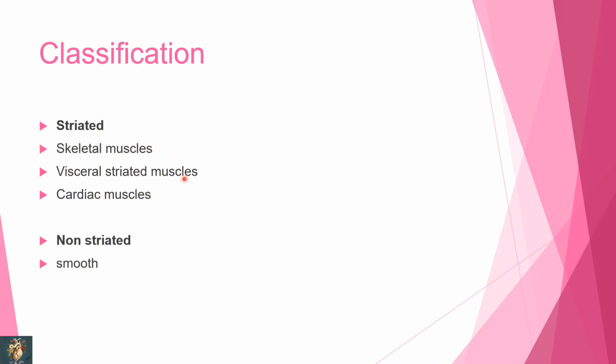Visceral striated muscles are the skeletal muscles of the tongue, the upper part of the esophagus, and the last part of the anal canal. These muscles are under voluntary control, but they are derived from the pharyngeal arches. That's why they are given the name visceral striated muscles. The third type of muscle is the cardiac muscle, which is the muscle of the heart, and the non-striated muscles are the smooth muscles, which are involuntary in nature.